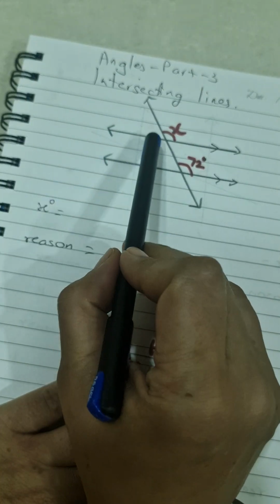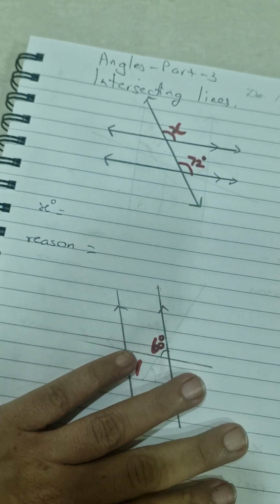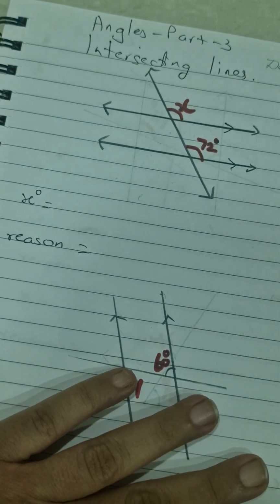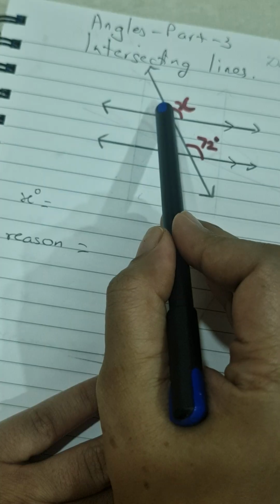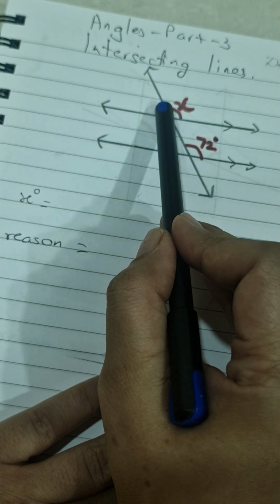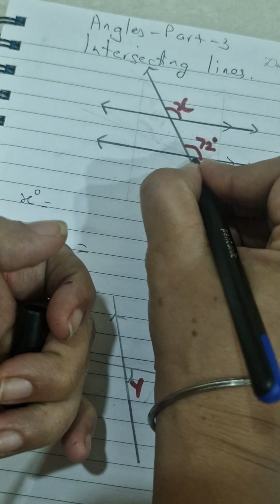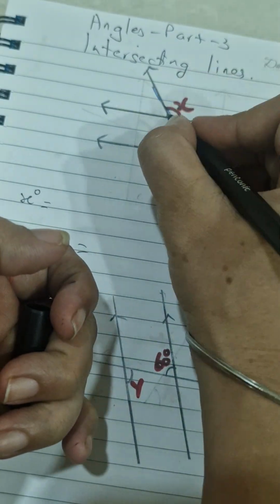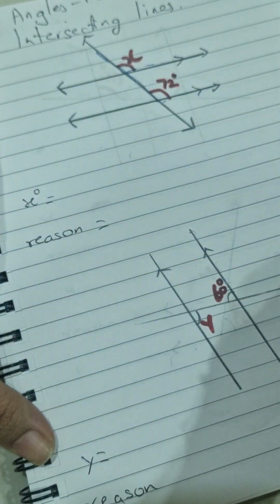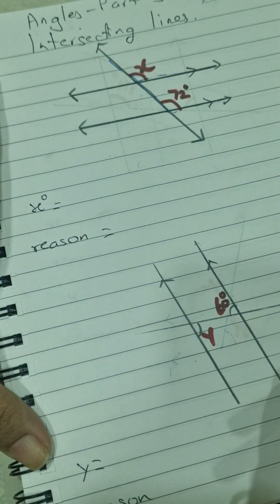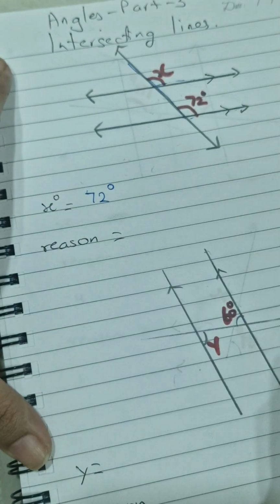Here you can see that I have given X and here is 72 degree. The shape is clearly an F shape angle. This one is 72, so this will also be 72, because you can see the F shape is coming in the opposite way, like this. F shape angles are always equal, or we can say corresponding angles. The other name is corresponding angles. So if this is 72 degree, X will also be 72 degree.